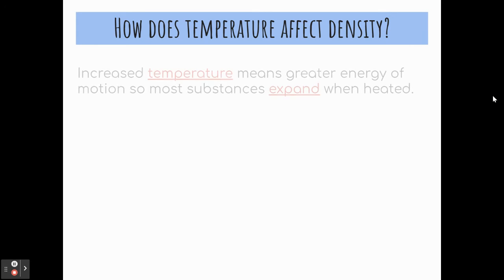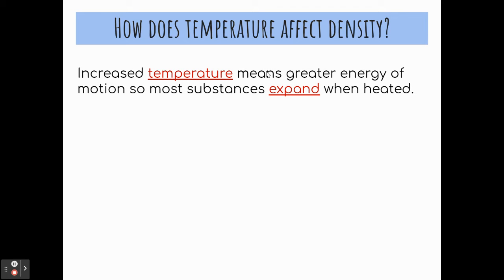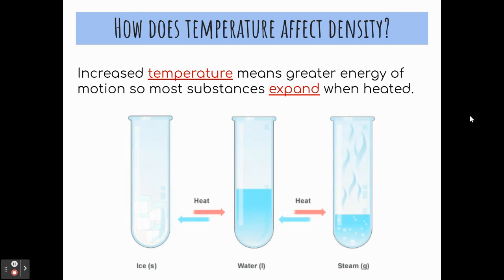So how does temperature affect density? Well, increased temperature means greater energy of motion, right? We just talked about with states of matter that in solids, particles move slowly, and in gases, particles move more fast. So increased temperature means greater energy of motion, so most substances expand when heated. So as you add heat to different things, they expand.